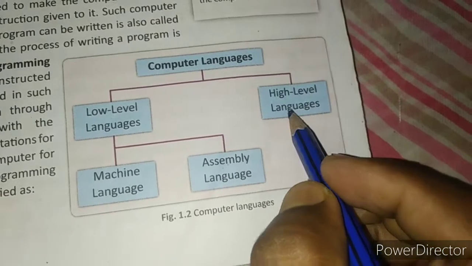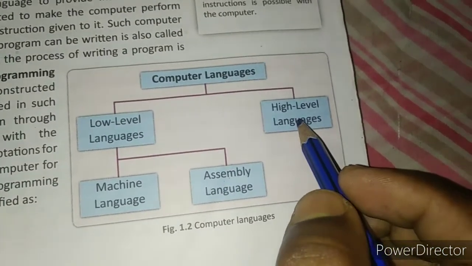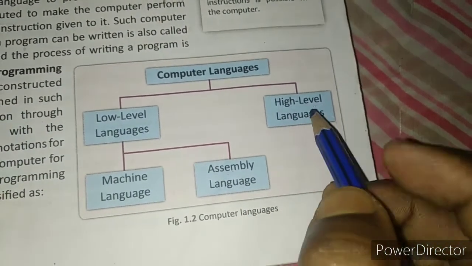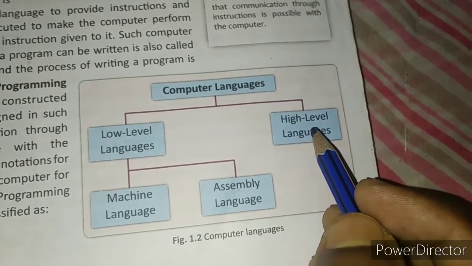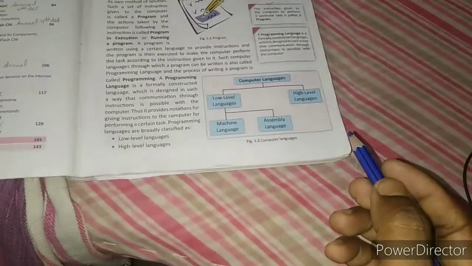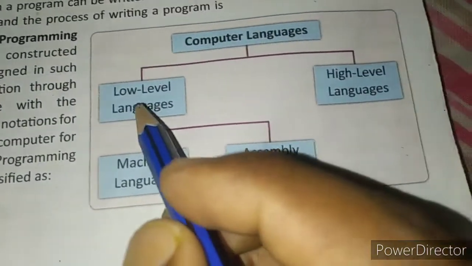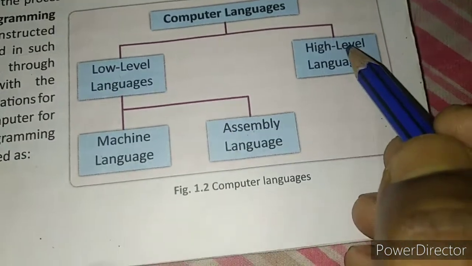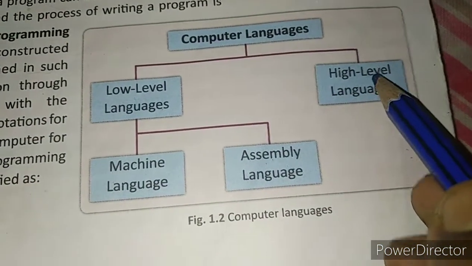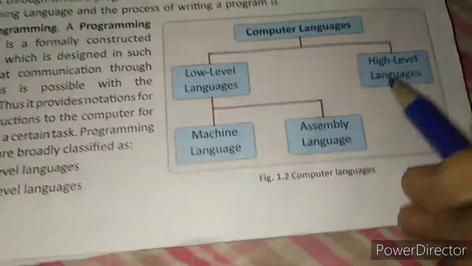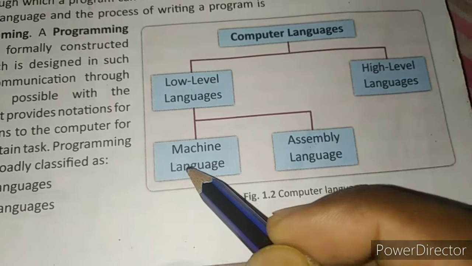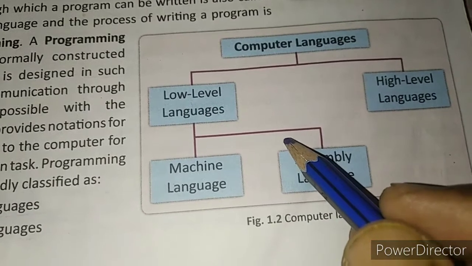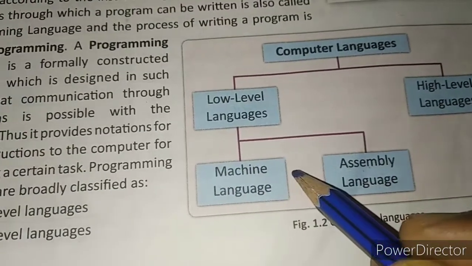And high level languages are English-like languages, which are easy to understand. Low level languages are machine dependent, and high level languages are not machine dependent. It is difficult to understand and learn the low level languages, while it is very easy to understand and learn the high level languages. Clear? And there are two types of low level languages: machine language and assembly language. We will study these languages in detail, right?